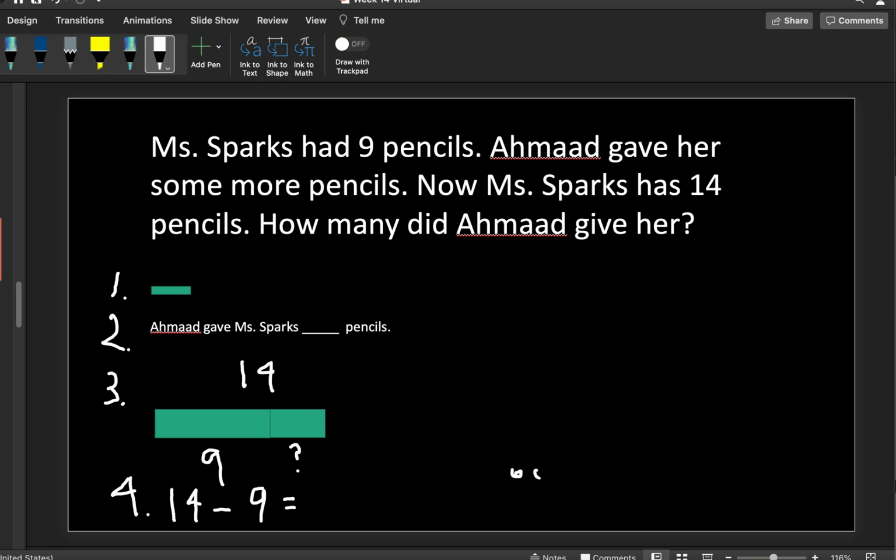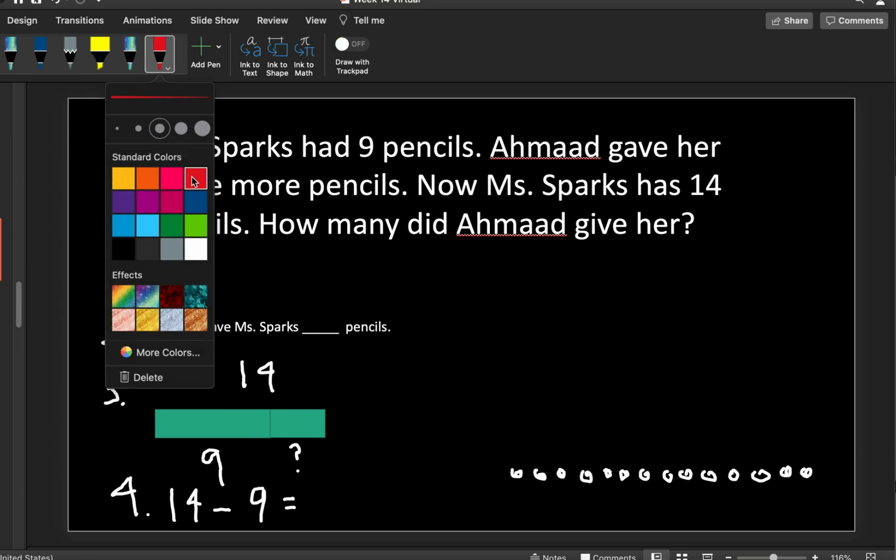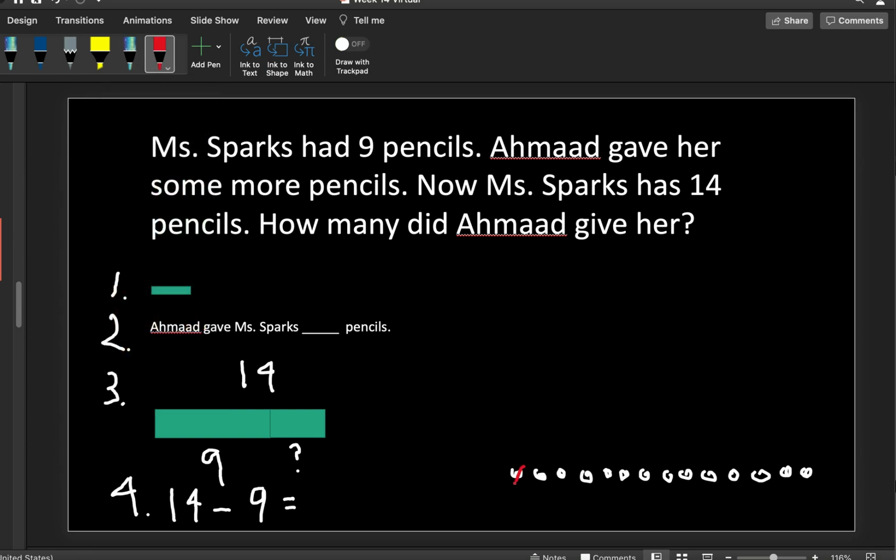So we have 1, 2, 3, 4, 5, 6, 7, 8, 9, 10, 11, 12, 13, 14. And we're taking away, let Miss Sparks use a different color, we're taking away 9. So we're slashing out 9. 1, 2, 3, 4, 5, 6, 7, 8, and 9. So we have 1, 2, 3, 4, 5 left.